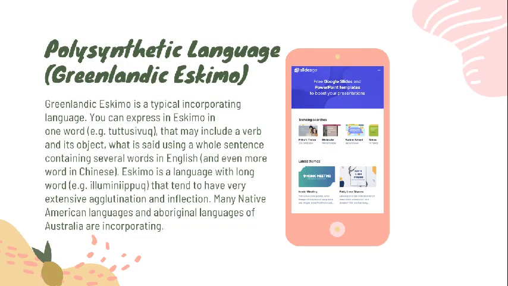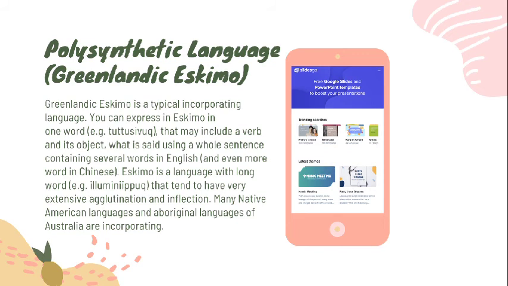The other example of polysynthetic language is Greenlandic Eskimo. Greenlandic Eskimo is a typical incorporating language. You can express in Eskimo in one word, for example tuttu, that may include a verb and its object. What is said using a whole sentence containing several words in English and even more words in Chinese. Eskimo is a language with long words.